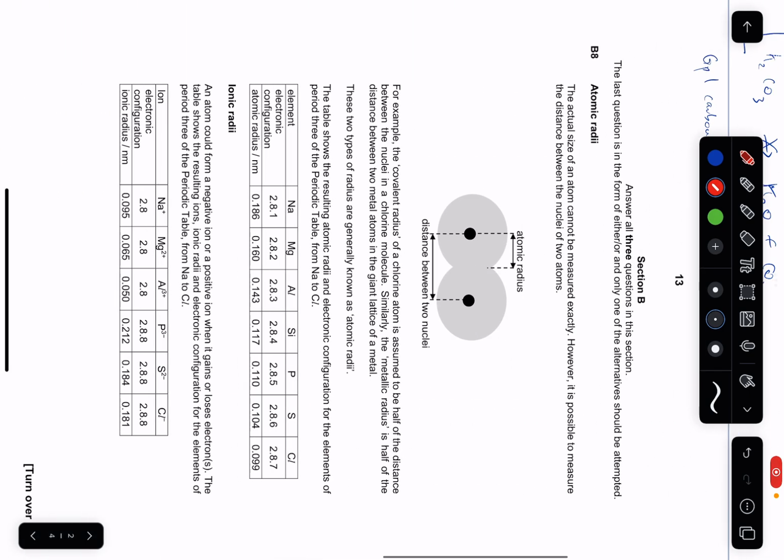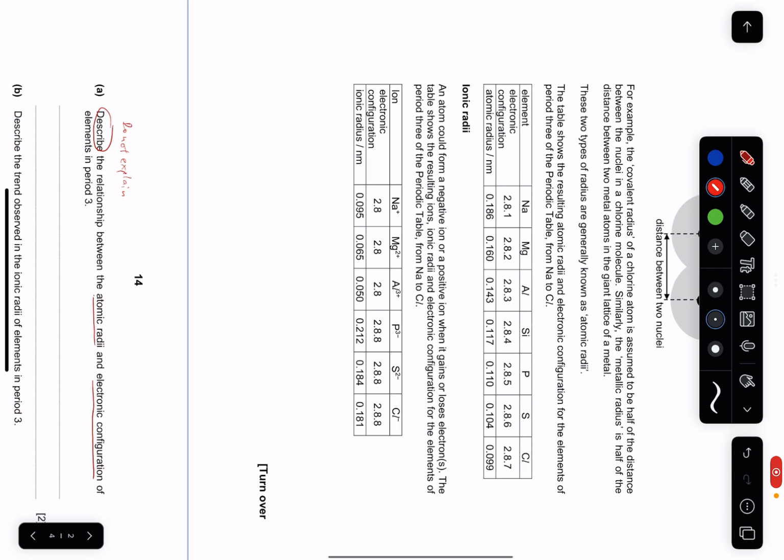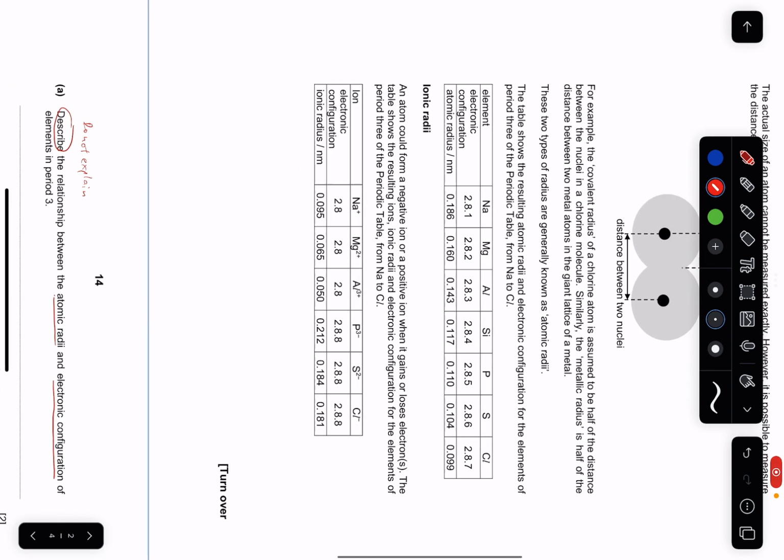You take a look. Atomic radii and electronic configuration, so it's here. So what can we see? Oh, it goes from 281 to 282 to 283 to 284. So the valence electrons are increasing, if you realize, or the electronic configuration is increasing. And what happened to the atomic radii? It drops. So how do you get the mark?